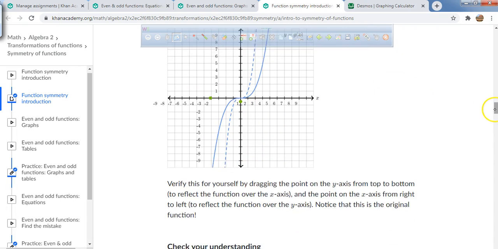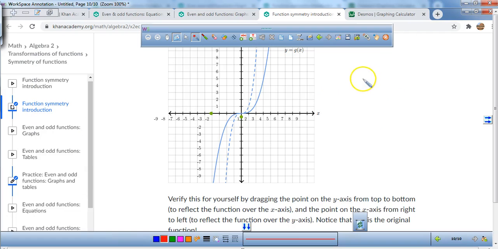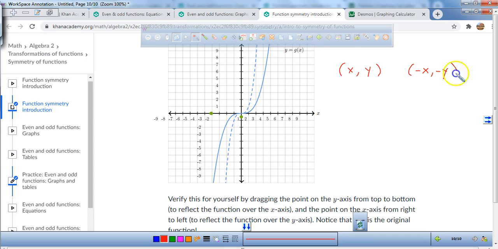So as far as a table is concerned, here's what would happen with an odd function. If I have an x value and a y value in an odd function, I will have a negative x value and a negative y value to match. So here's an example. If I have the numbers 5, 2 on a graph, in an odd function, I would have a negative 5 and a negative 2 on that exact same function.